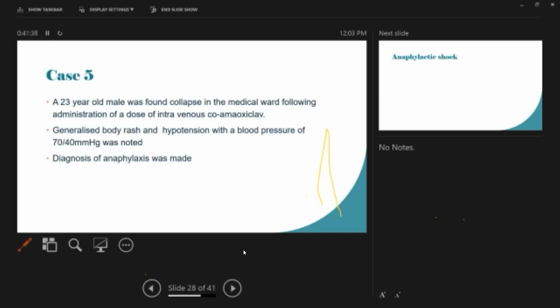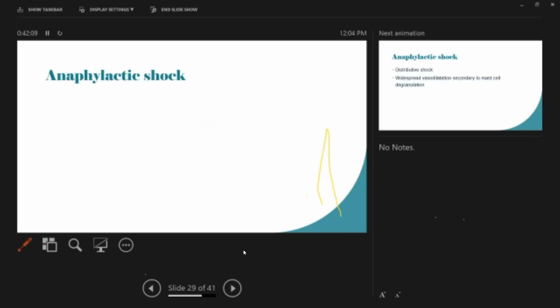Okay, the next case. A 23-year-old male was found collapsed in the medical ward following administration of a dose of intravenous coamoxiclav, which had happened during the past few months. You see a generalized body rash and hypotension in this patient, and blood pressure was 70/40. You diagnose this as anaphylaxis, an anaphylactic shock. Again, what kind of a shock? Distributive kind of a shock.